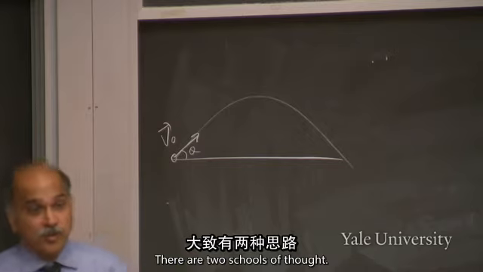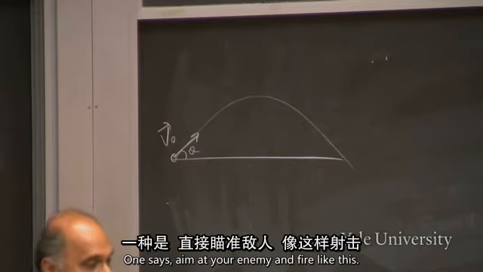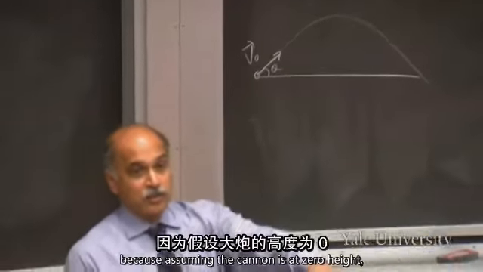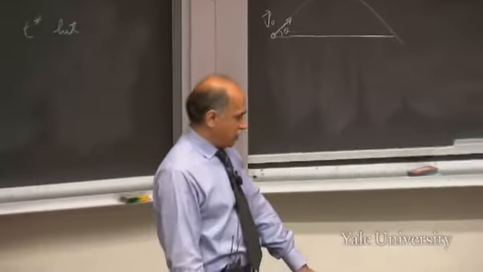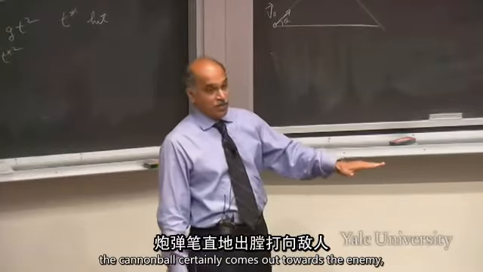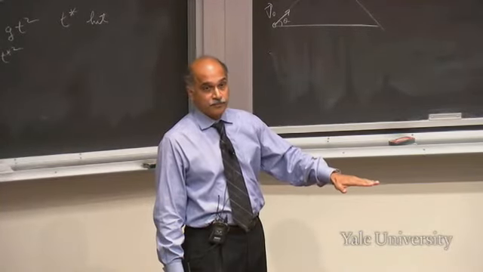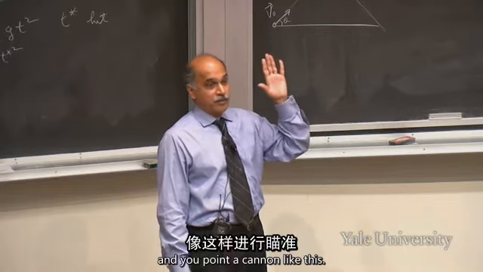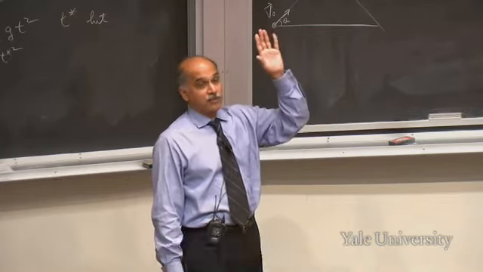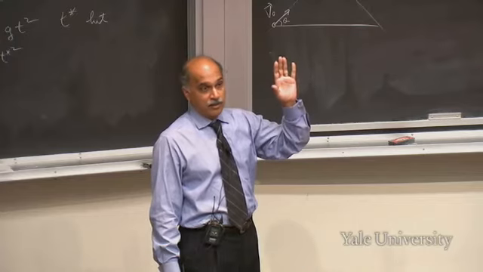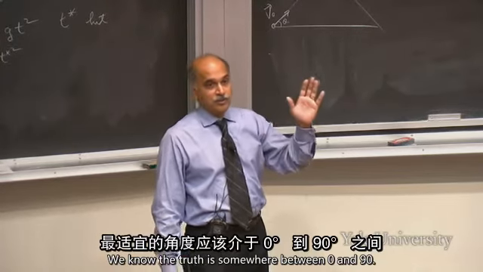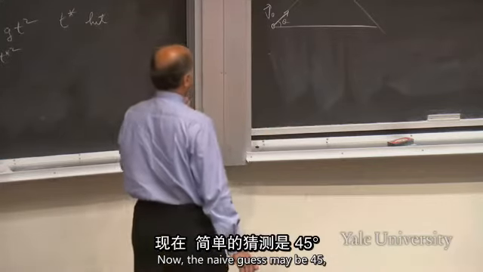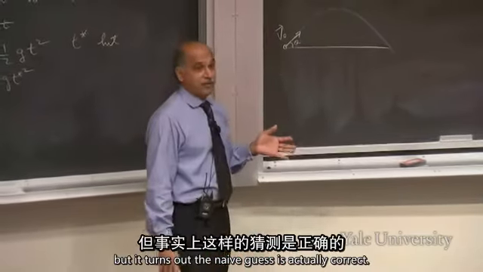Well, there are two schools of thought. One says aim at your enemy. Fire like this, then it lands on your foot, because assuming the cannon is at 0 height, the cannonball certainly comes out towards the enemy but has no time of flight. The other one says maximize the time of flight, and you point the cannon like this. So it goes up, stays in the air for a very long time, but it falls on your head. So we know the truth is somewhere between 0 and 90. A naive guess may be 45, and it turns out the naive guess is actually correct.